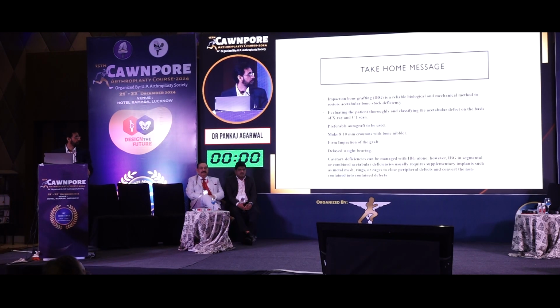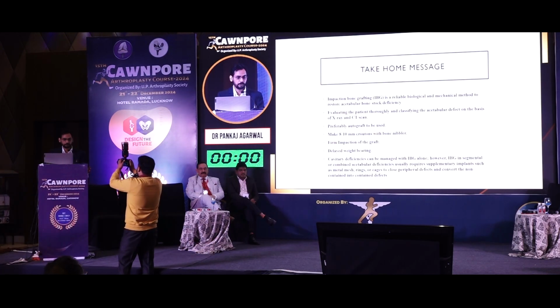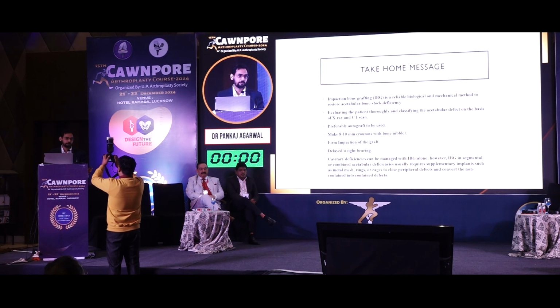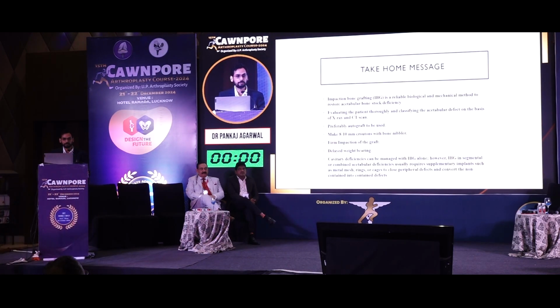So the take-home message: impaction bone grafting is a reliable biological and mechanical method to restore bone stock. One must do an X-ray and CT scan to identify the type of defect, and it is preferable to use autograft. The graft size should be at least 8 to 10 mm and firm impaction of the graft should be done. Weight bearing should be delayed. If it is a simple cavity defect, then impaction bone grafting alone can work, but if it is a segmental defect, then metal mesh, rings or cages are required to cover up the defect and make the uncontained defect into a contained one.